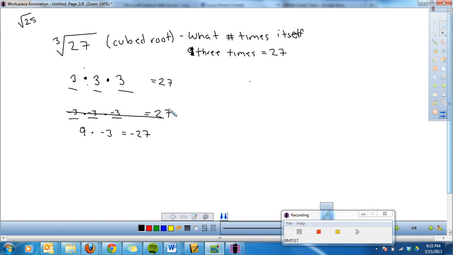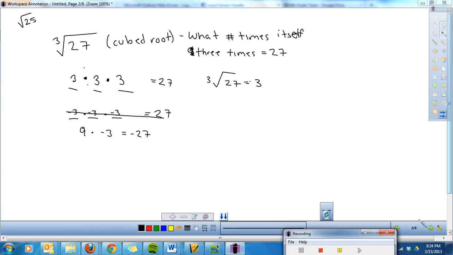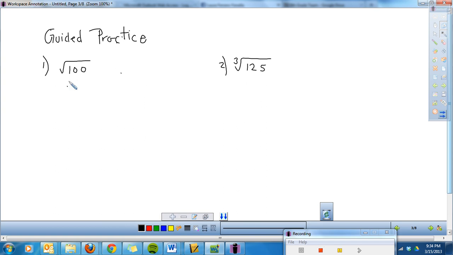So we just have the cubed root of 27. The answer is 3. What is the cubed root of 27? The answer is 3. So let's go ahead and practice a couple of these. I'm going to have you go to the next slide.